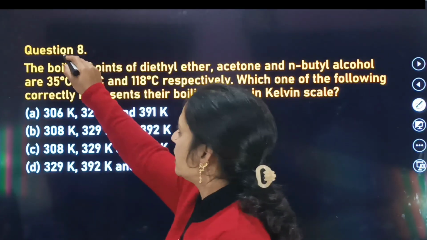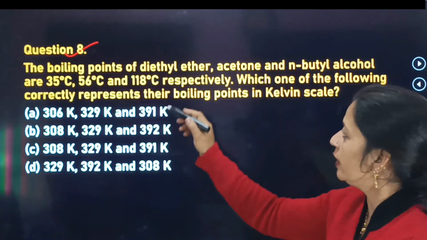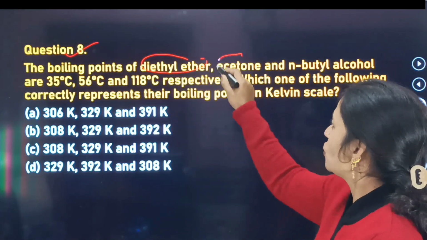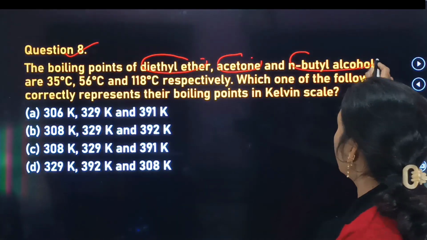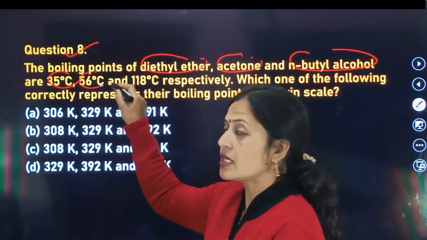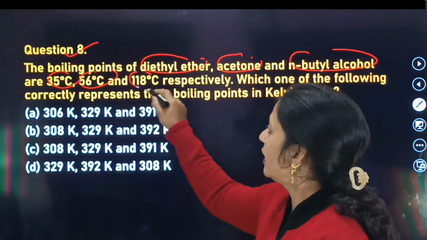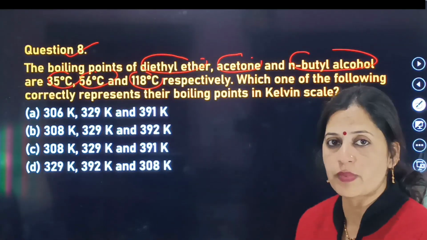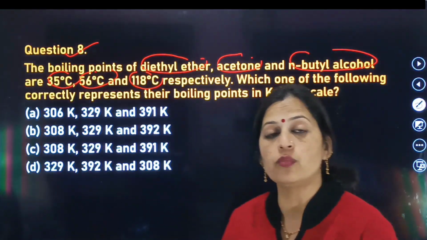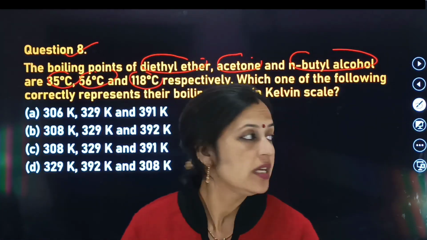Next is your question number 8, and your question number 8 is the boiling points of diethyl ether, acetone and N-butyl alcohol are 35 degrees Celsius, 56 degrees Celsius and 118 degrees Celsius respectively. So which one of the following correctly represents their boiling points at Kelvin scale?